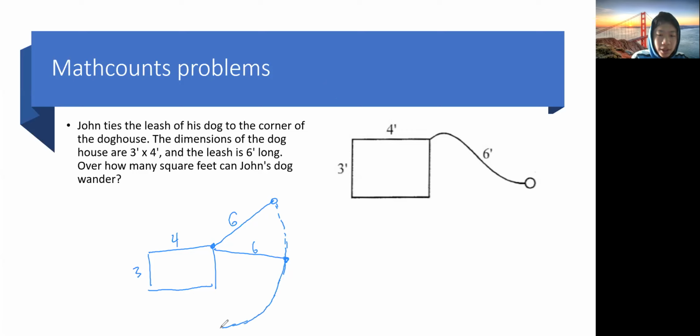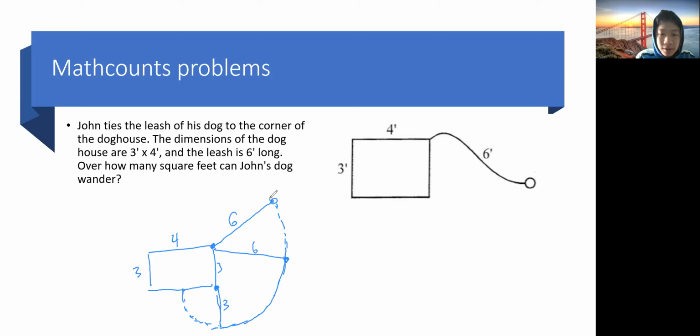The problem is once the dog is here, this is a new pivot point because the leash is going to get stuck on the wall and it's going to pivot. Now that we have a radius of 6 minus 3, which is 3, it's going to look like this. When it gets stuck on the wall, it's a new pivot, right? It's not like the leash can go through the wall. So the leash gets stuck on the wall, which means that we have a new radius of 3 and that goes around and hits the wall. And that's where the dog can stop.